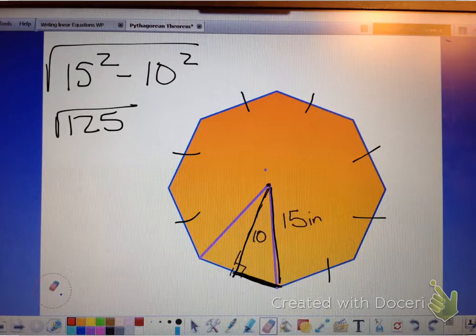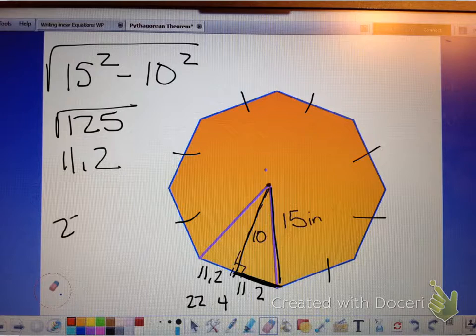So when I say the square root of 125, then I get 11.2. So I have to ask myself, what is 11.2? Well, because I only used half of this, it's only 11.2. So that means this is 11.2 also. So that would be 22.4. So each side is 22.4. Now, we already counted that this is 8 sides. So then I would just say 22.4 times 8. And then I would get my answer.